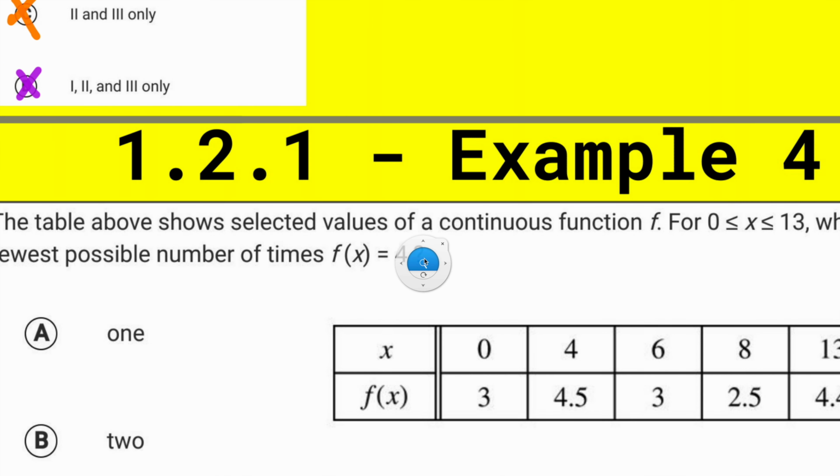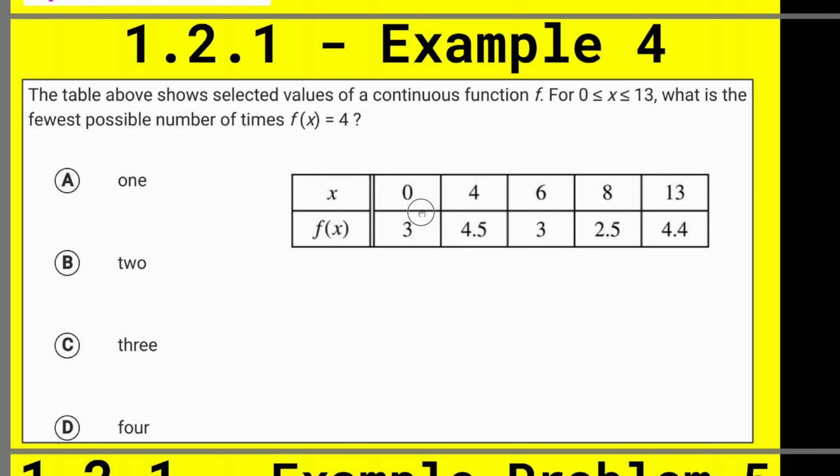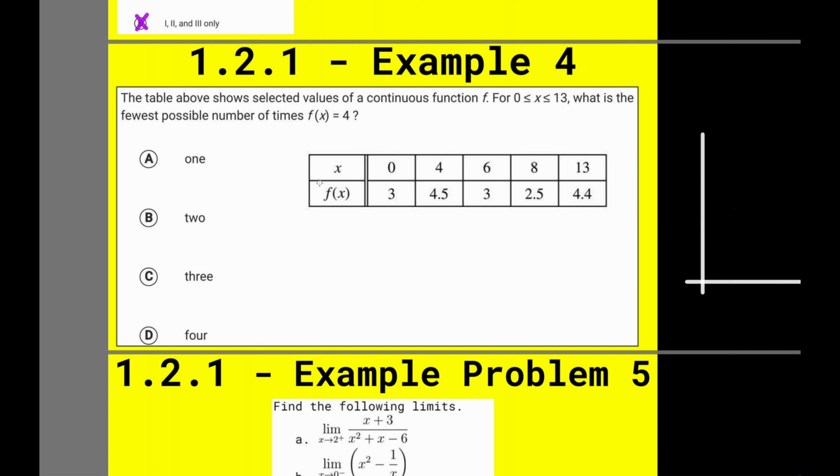Onward we go. Example number 4. All right, so here's another example. Example number 4 says a table above shows, okay, the table is actually right here. It shows selected values of a continuous function.